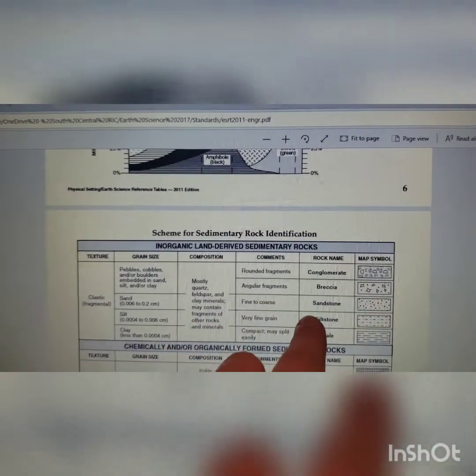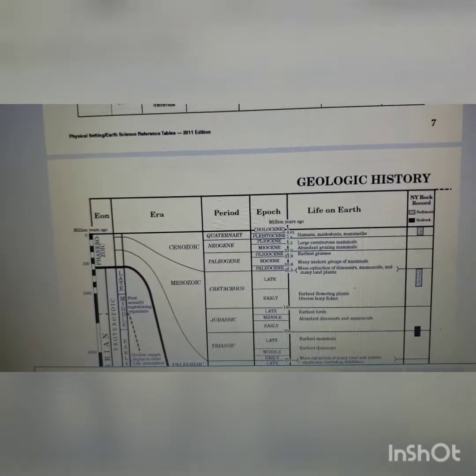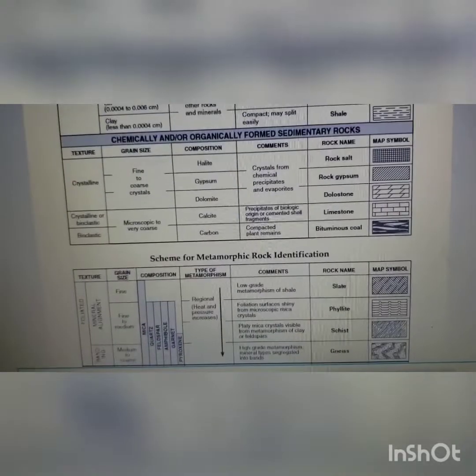It looks like dots. Siltstone has dashes and dots because it's an intermediate, between shale, which is just the dashes, and sandstone. So siltstone is in between. It's got both. Shale is just the dashes. Another common one, limestone. Limestone is represented in bricks. These types of bricks right here.